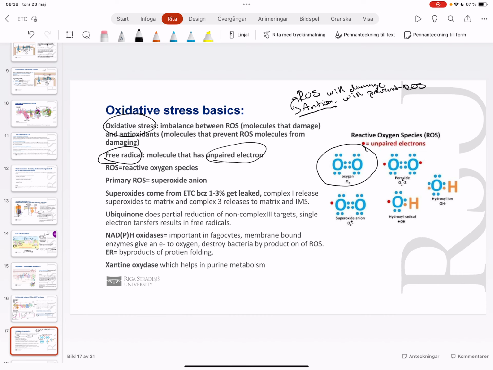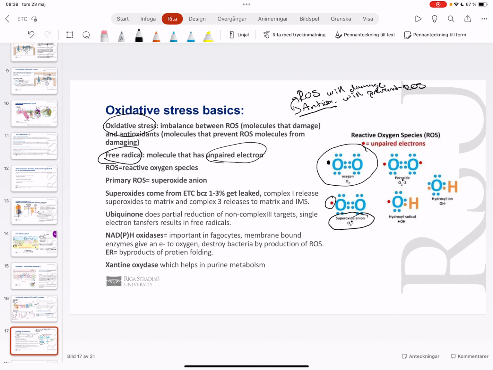But if we have a reactive oxygen species, that could be, for example, superoxide anion, which means it will get an extra electron from somewhere. If this oxygen gets an extra electron right here, it will become highly reactive, because now that it has one extra electron, it will need a second one. So it will react with anything, and it will steal their electrons.